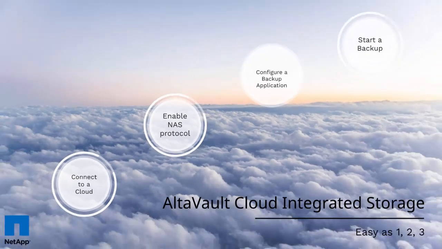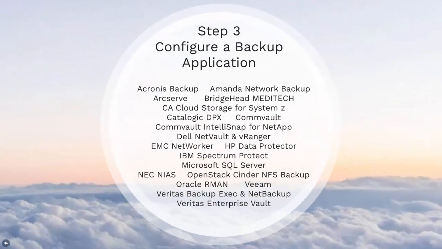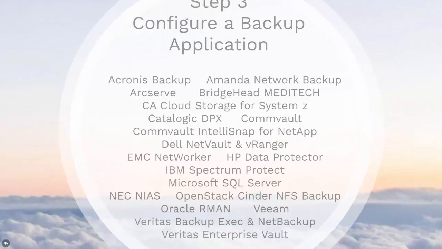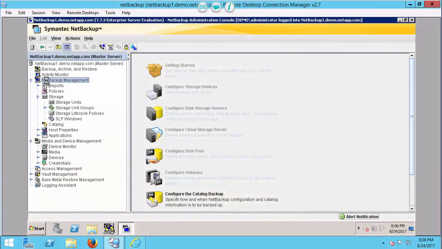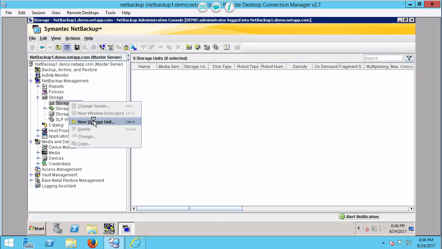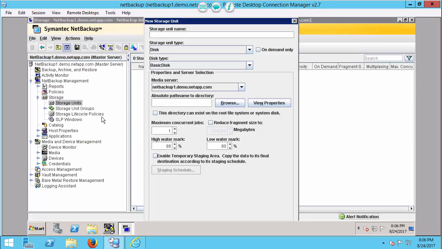The third step is configuring the backup application to drive data to AltaVault. The configuration of the backup application will consist of adding a device that points to AltaVault. For example, we'll use NetBackup. NetBackup uses storage units and will specify a new storage unit to point to this SMB share created on AltaVault.